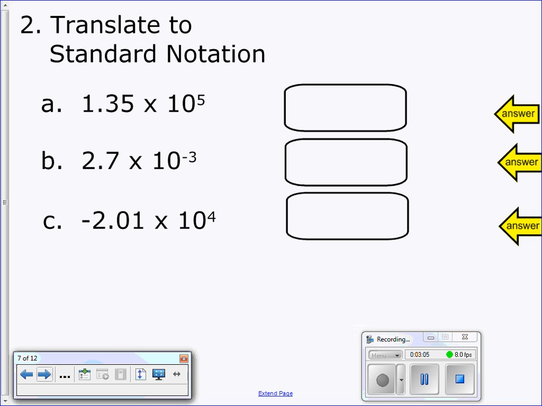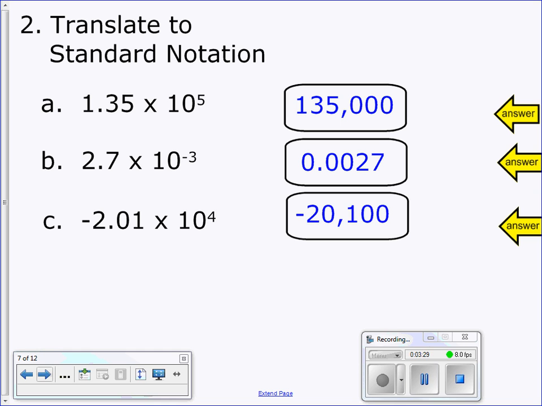I'm going to change this to standard notation, which means I'm going to move the decimal 5 places, and I get 135,000. 2.7 times 10 to the negative 3rd means I move the decimal place 3 places to the left, and I get 0.0027. And negative 2.01 times 10 to the 4th means I go 4 places to the right.